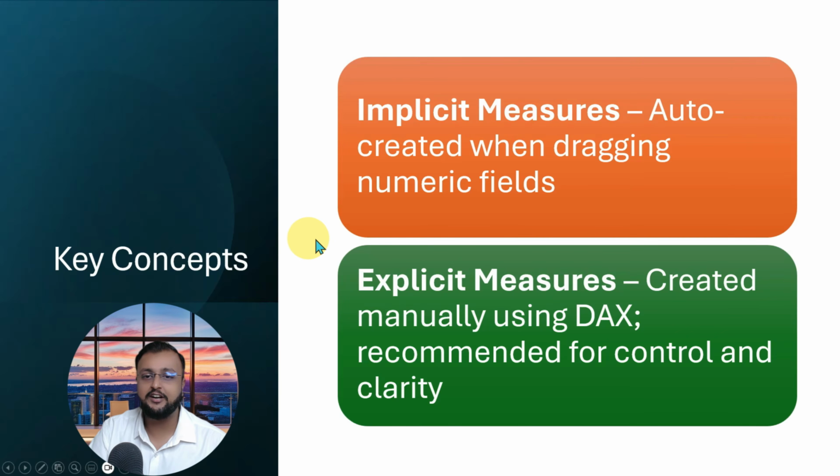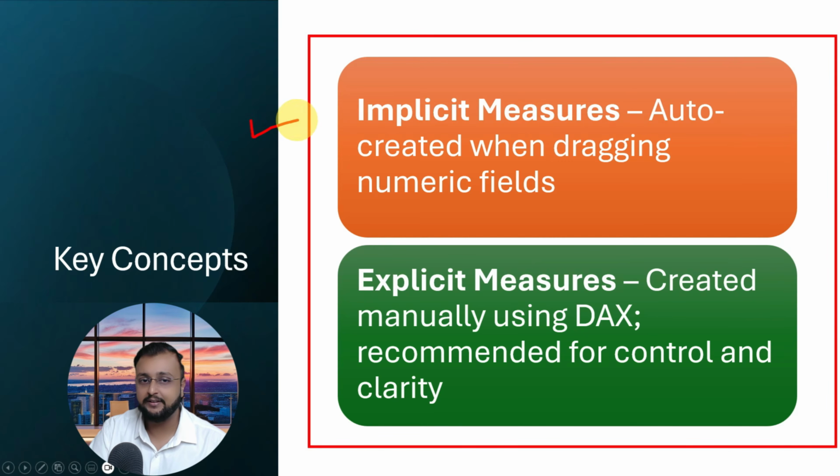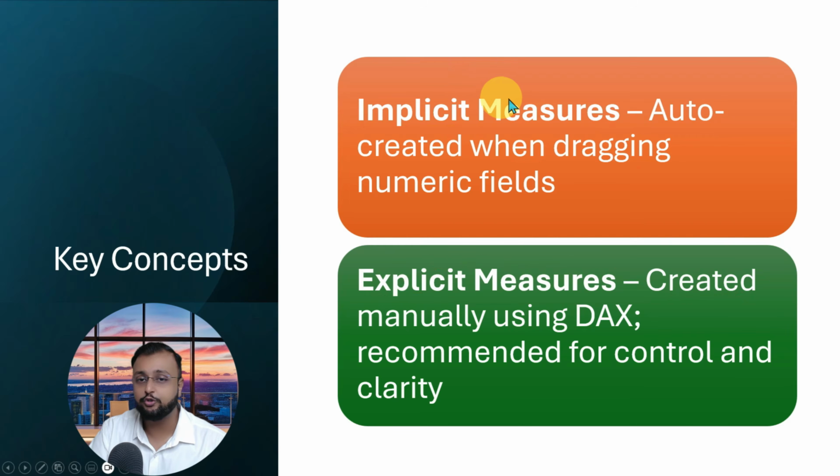So basically in the world of Power BI we mainly have two types of measures. Number one is implicit measure and number two is explicit measure. Now what do we mean by implicit measure? Implicit measures are created when you drag numeric fields into your visualization, and explicit measures are created manually using DAX. Generally this is something we haven't created so far, but implicit measures you have created multiple times. Let me show you how.